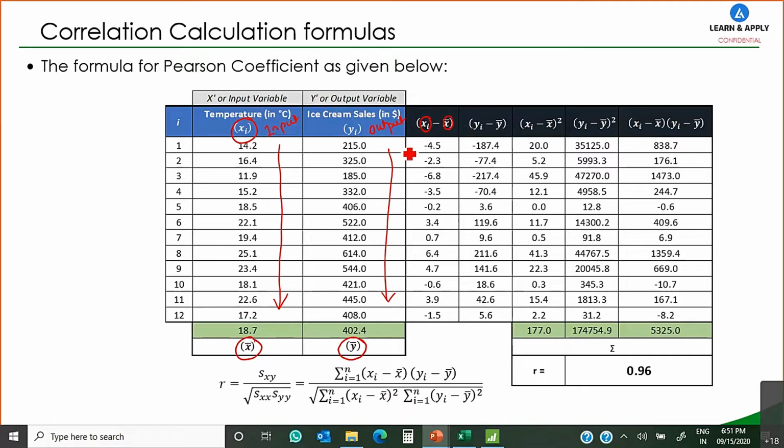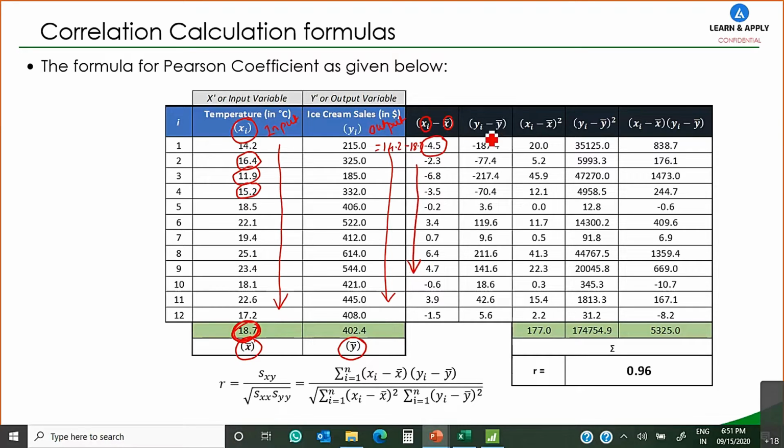So we can see it will be this 14.2 minus this 18.7. Whatever value you get will be minus 4.5. Similarly, you have to do this value minus this x bar. The third value will be 11.9 minus 18.7. The fourth value will be 15.2 minus 18.7. In similar fashion, we have to calculate this entire table or column.